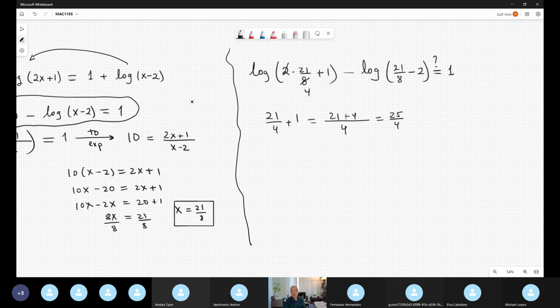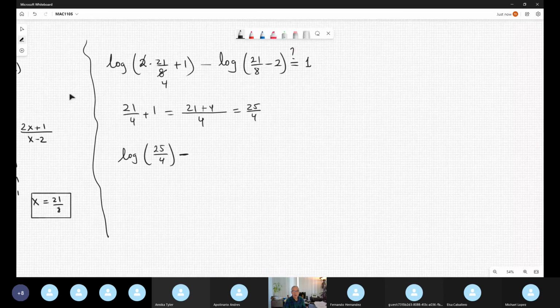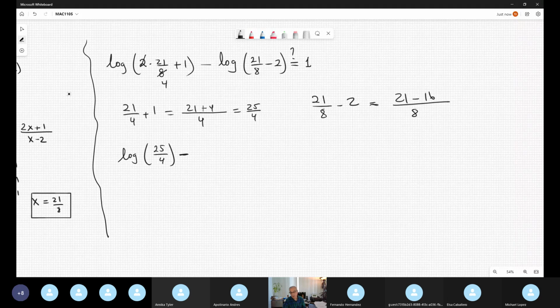So basically, so far, we have logarithm of 25 over 4 minus something. And let's do in that part. That part is 21 over 9 minus 2. Again, we are doing LCD, que is 9. In that case, 21 minus 18, no? Because 9 times 2 is 18. Now 3, no? 3 over 9. Okay, entonces minus logarithm of 5 over 8 should be 1. I need to prove this.